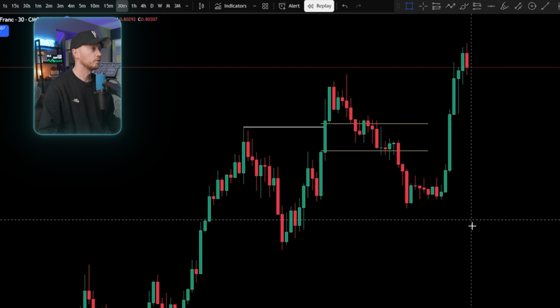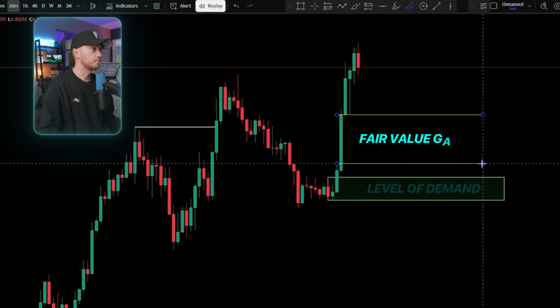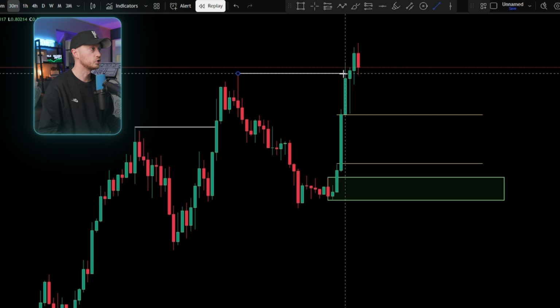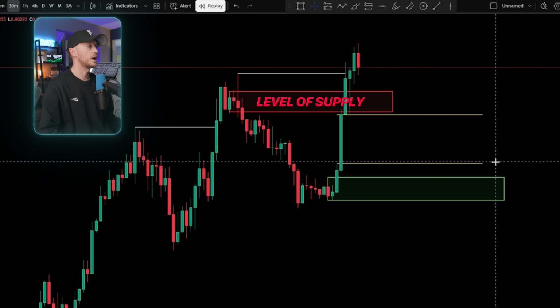Then what are we looking at? We're looking at another level of demand right here. Okay, good level of demand. Got the fair value gap right there. Look, took out previous structure. I don't consider this a supply, but if you did consider it a supply, look, that supply was taken out.